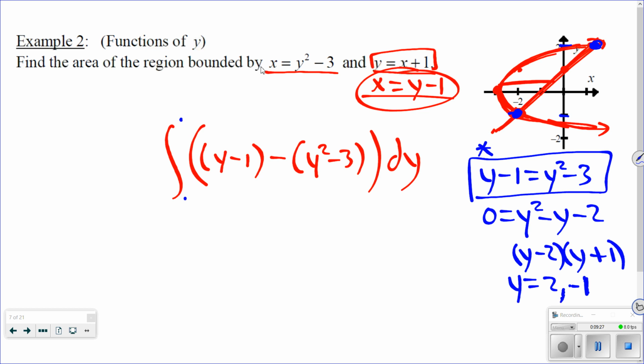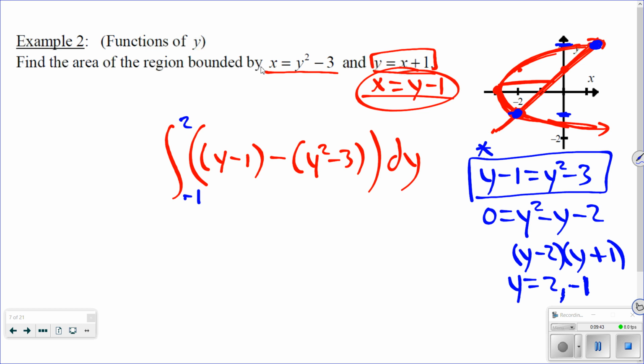Because it's in terms of y, I want the y value. And that fits our graph. That's what it looked like. It looks like that y value is -1 right there. It looks like that y value is a +2. So I come over here. I'm going from a -1 to a +2. Okay, now we're all set to integrate this.